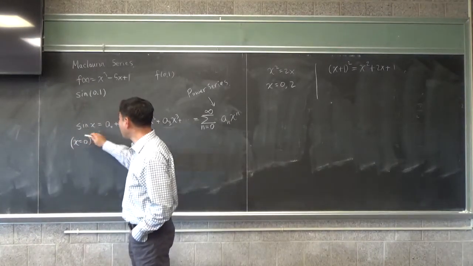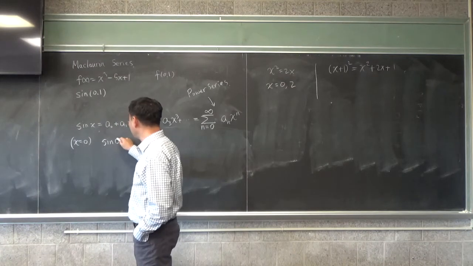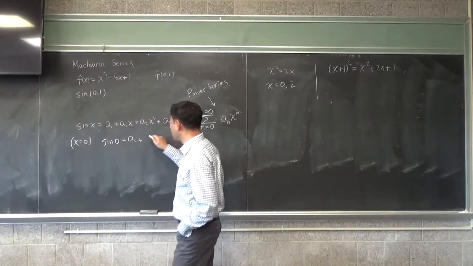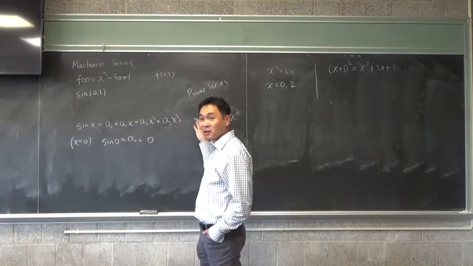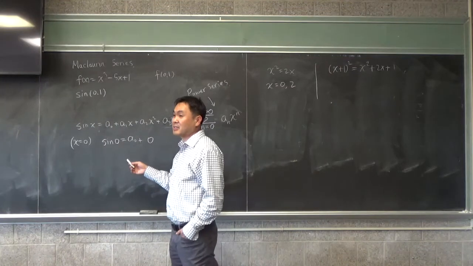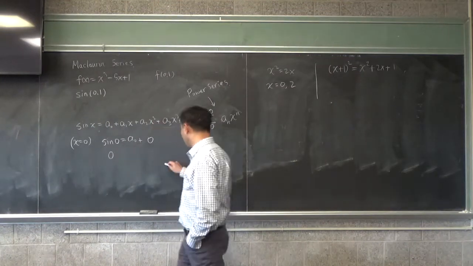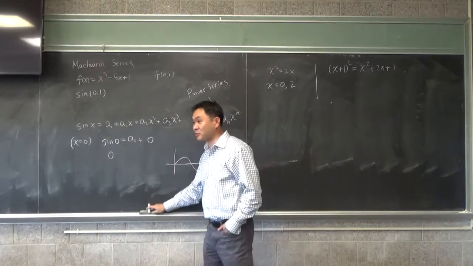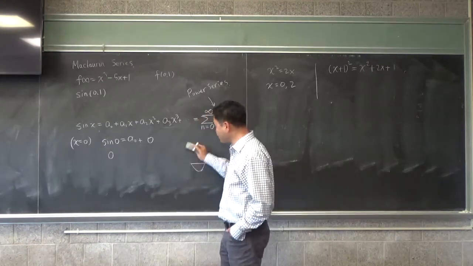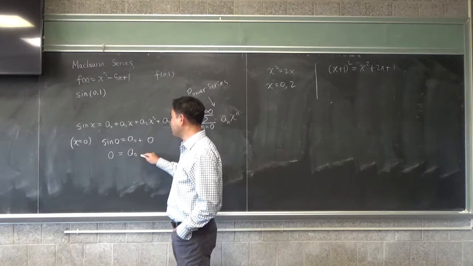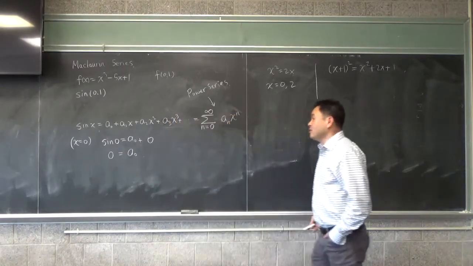And then you get sine of 0 equals a0, and then plus every one of these will be just 0 because it has zero to some power, right? Now what's sine of 0? 0. Sine of 0. The graph of sine is like that, right? So sine of 0 is 0. Remember? You should remember the graph. So you get a0 equal to 0. Okay, next.